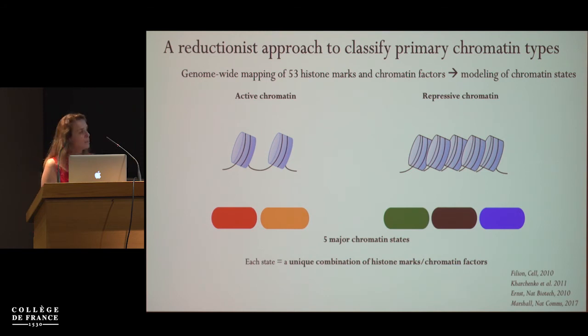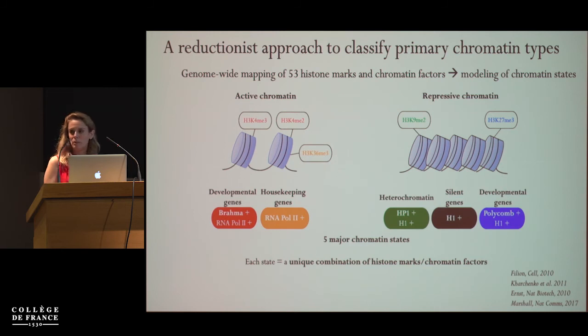So importantly, each of these states is really a combination of many histone marks and binding proteins, for example. And these states can be recapitulated through representative factors. So for example, in these activated states, Brahma is important for this red state, and this seems to be a state that's more enriched at developmental genes, and it has higher levels, for example, of H3K4 trimethylation. Housekeeping genes are thought to be more in a yellow state that's bound highly by RNA Pol2.